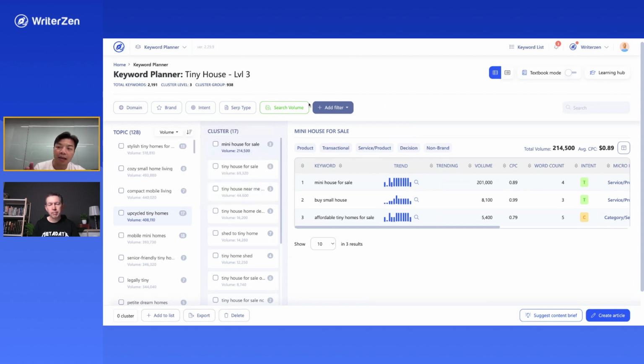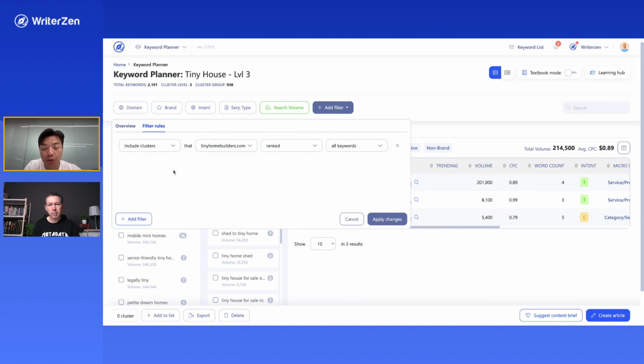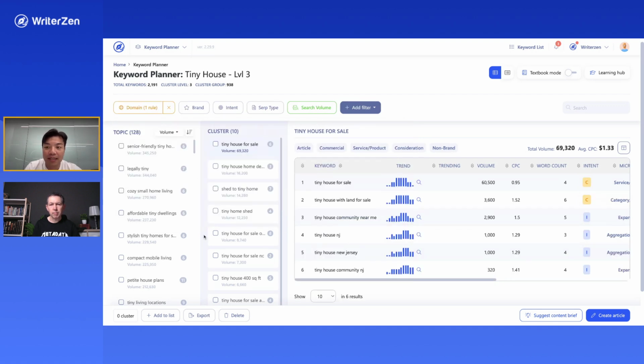So that's basically one of the very initial use cases that anyone could do: zoom in to top players and look for their ranked keywords or unranked keywords. What we were looking at earlier was the ranked keywords, the clusters that this website ranks for. We can do the complete opposite, which is to exclude the clusters that tiny home builder ranks for. So you can apply, and these essentially would be your keyword gap with them.